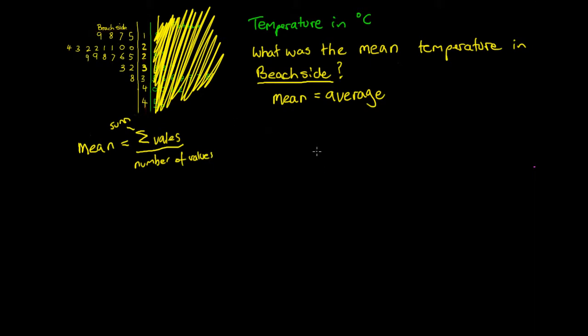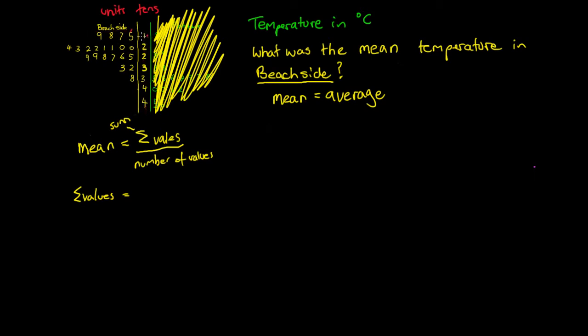So to calculate the sum of our values, we need to add up all of the values which we have in our Beachside. So we need to add up all of the temperatures. To do that, we go straight to the Beachside data and read all of the temperatures. If we remember, this column down the center is our tens column, and over here we have our units. The way we read this plot is we see that we have a tens column of 1 here and a units of 5, so our first number will be 15.